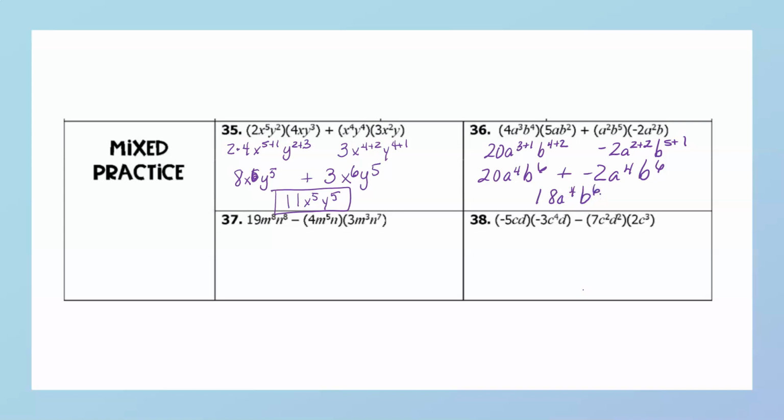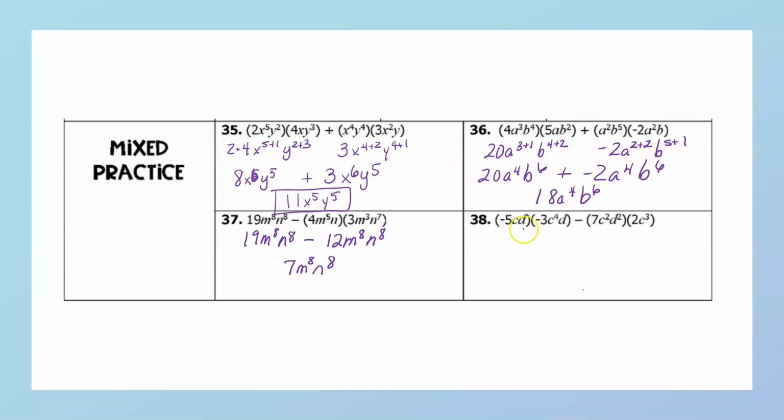One step at a time. So I'm going to multiply these first. 12. I'm going to take these steps out now. M to the 5 plus 3 is m to the 8th. N to the 1 plus 7 is n to the 8th. So 19 minus 12 is 7.